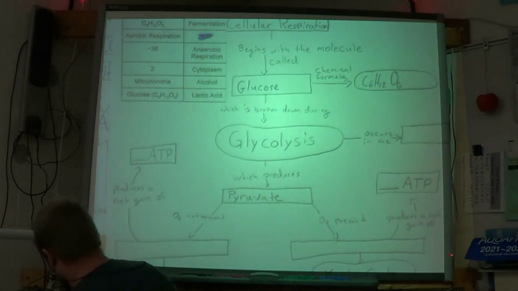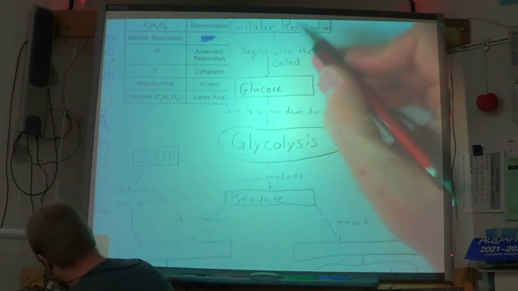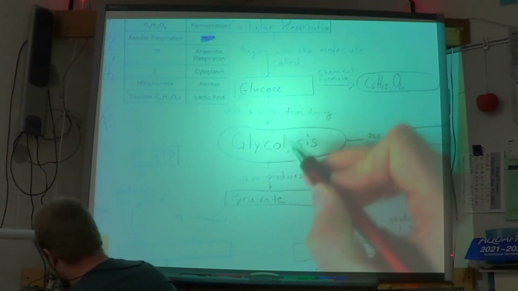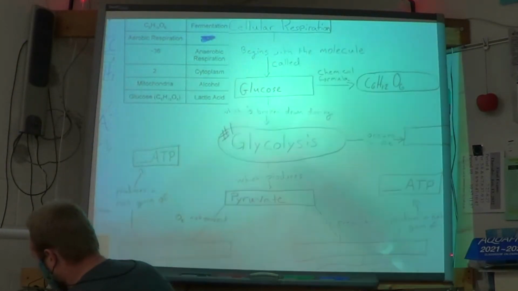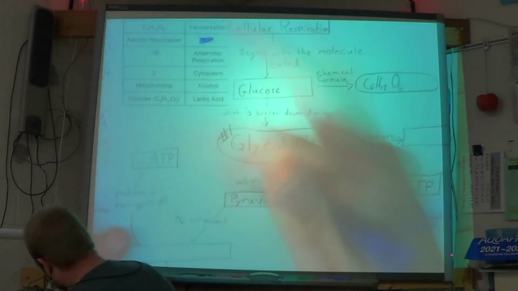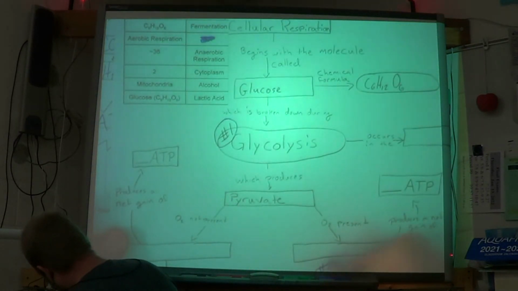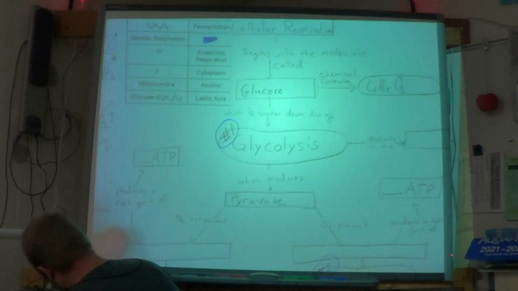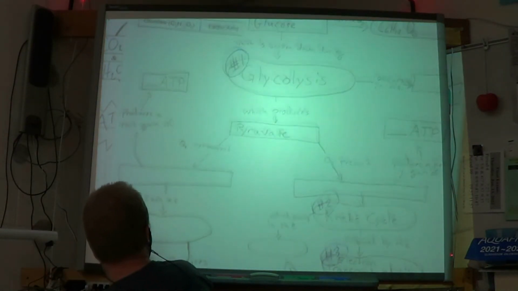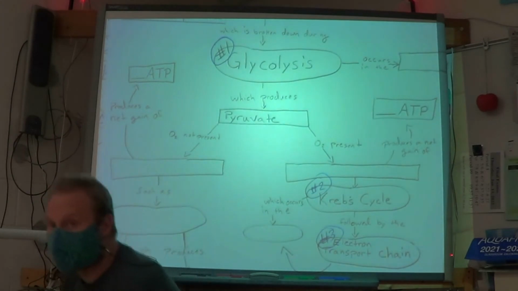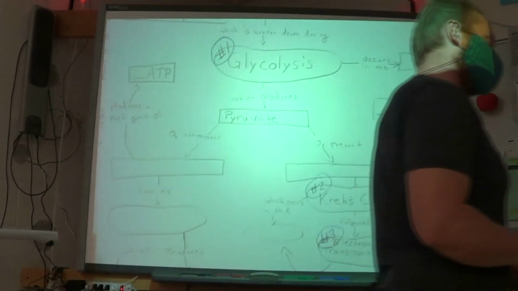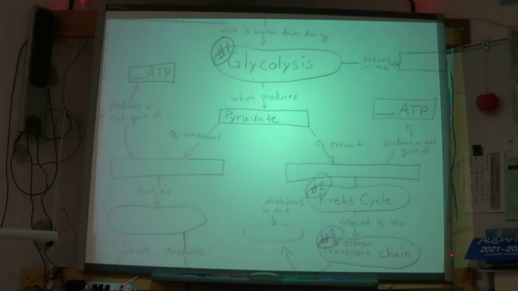Now, this says that cellular respiration begins with glucose, which is broken down during the process called glycolysis. There are three parts of cellular respiration: glycolysis, the Krebs cycle, and the electron transport chain. Those are the three steps of cellular respiration, and I'm going to talk about those three steps today, but I'm not going to assess you on those three steps.